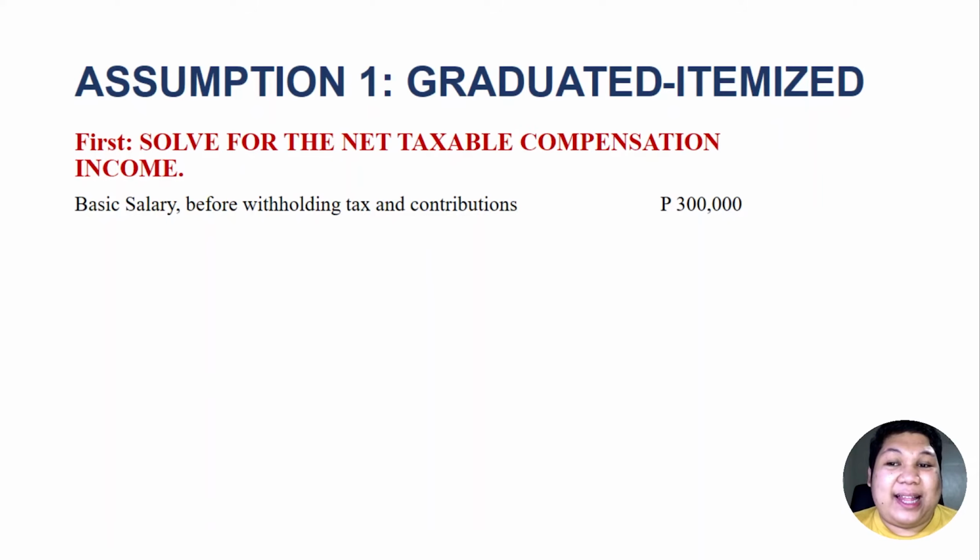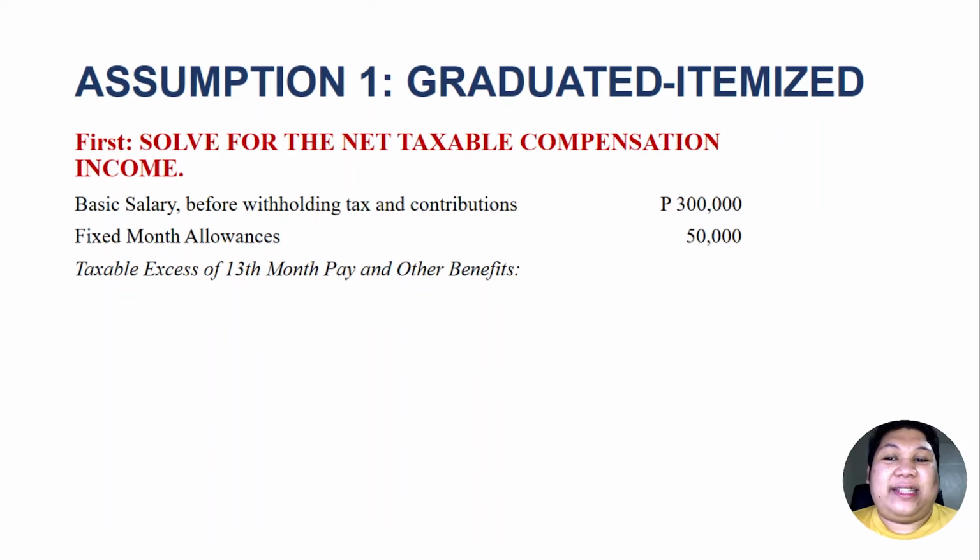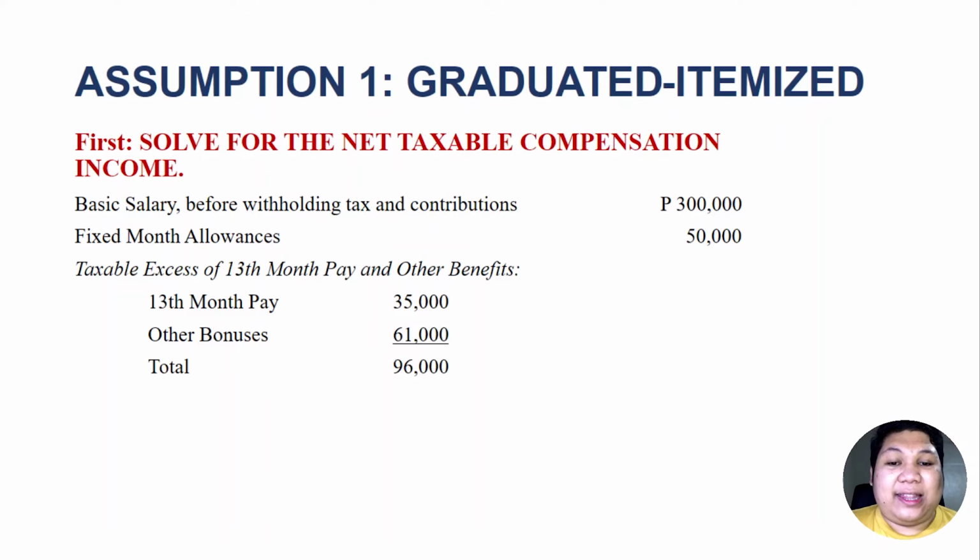Aside from the basic salary of Juan, he also received fixed monthly allowances, and again, that is taxable because these are fixed monthly allowances, and these allowances are not de minimis. The problem does not indicate that these allowances are de minimis, therefore they are taxable. And we will also have to add the taxable excess of 13th month pay and other benefits. So Juan's 13th month pay is 35,000 pesos. The other bonuses is 61,000 pesos, a total of 96,000 pesos.